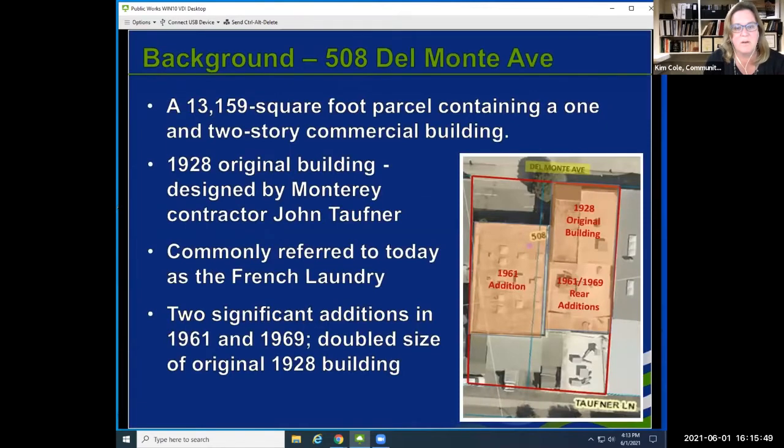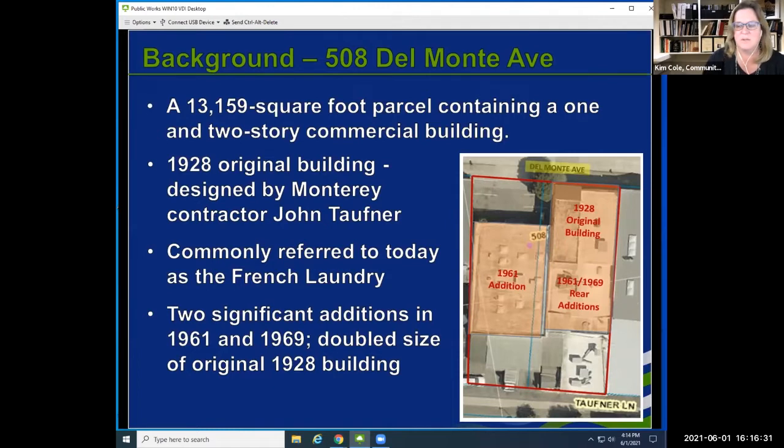So just in terms of background, the parcel is about 13,000 square feet. It contains a 1- and 2-story commercial building, and those buildings were constructed over a period of time. The original building, the Toffner building, was constructed in 1928. There were a couple of additions to the property in 1961 and later in 69. Most commonly today, we refer to this as the French Laundry building. I do want to point out that these additions basically doubled the size of the original 1928 structure.